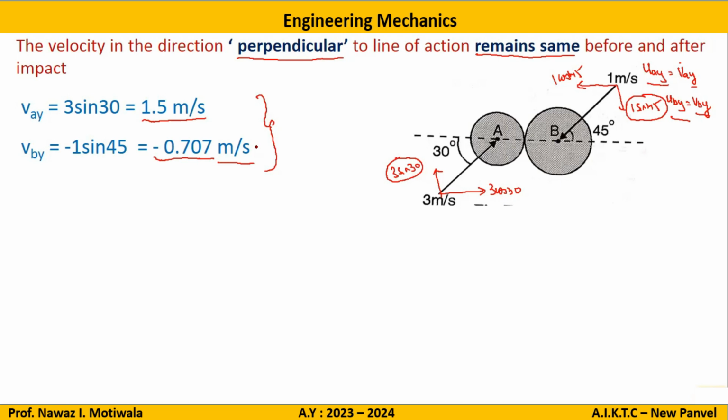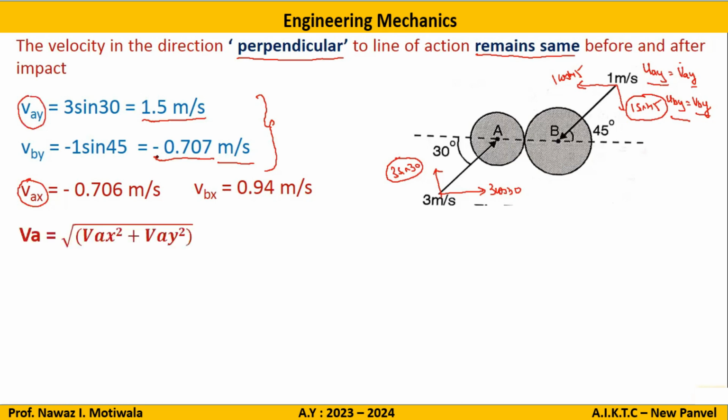In the previous case we have found out velocities of A and B in x direction as VAX minus 0.706 meter per second and VBX as 0.94 meter per second. Now we have velocity of A in x direction, we have velocity of A in y direction. Now we need the resultant velocity. So we have a formula for resultant velocity as VA is equal to root of VAX square plus VAY square. So on solving this, I will get the answer for VA as 1.65 meter per second.